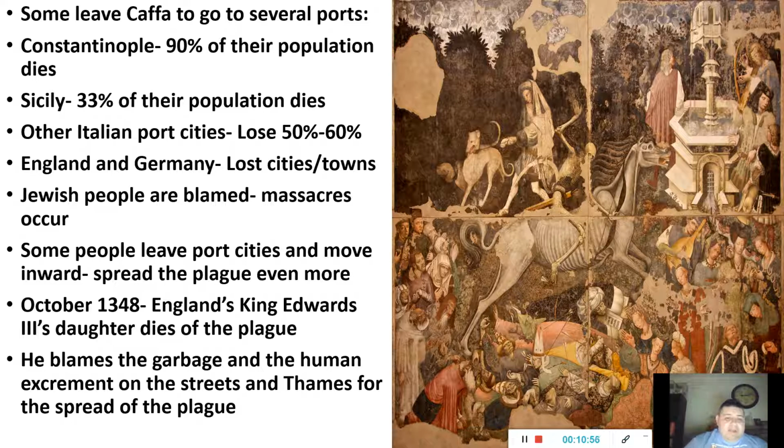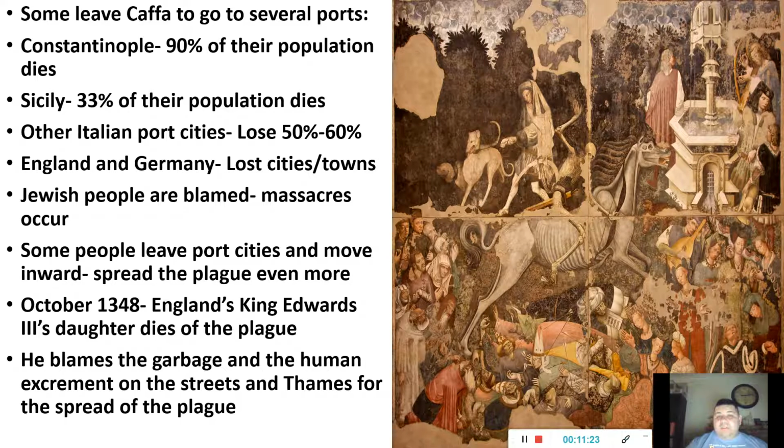Okay. And what happened was this: in October 1348, King Edward the Third of England's daughter dies of the plague. Now the thing is, he moved his family to the countryside. But along with the family, when they went, they brought their servants and things like that. Now, nobody knows exactly how she got the plague.